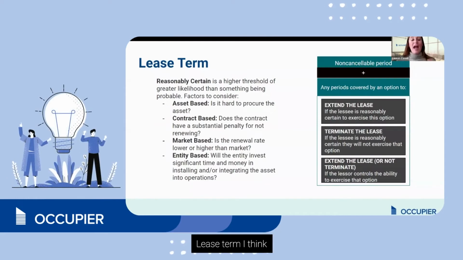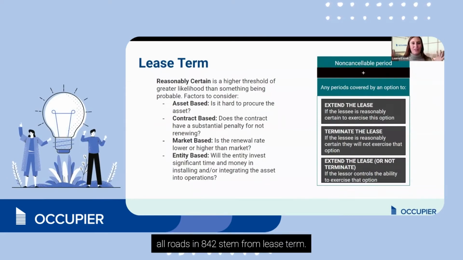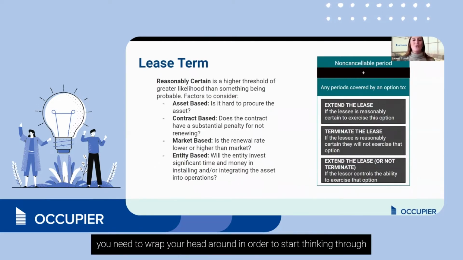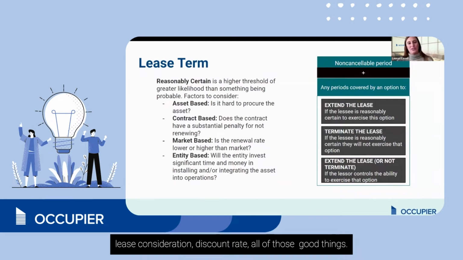Lease term. I think all roads in 842 stem from lease term. This is one of the most foundational items you need to wrap your head around in order to start thinking through lease consideration, discount rate, all of those good things. The lease term starts with the non-cancellable period.